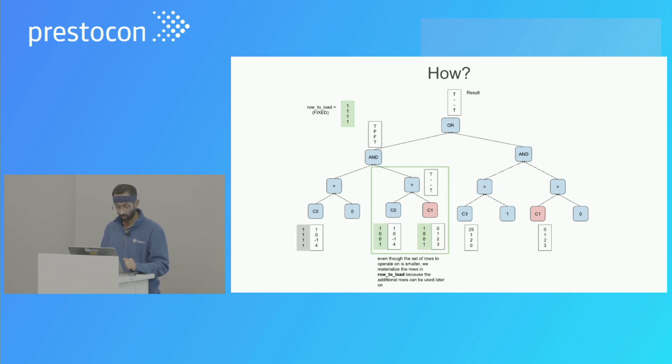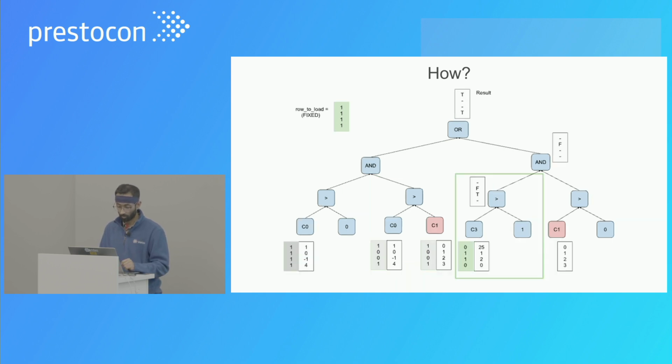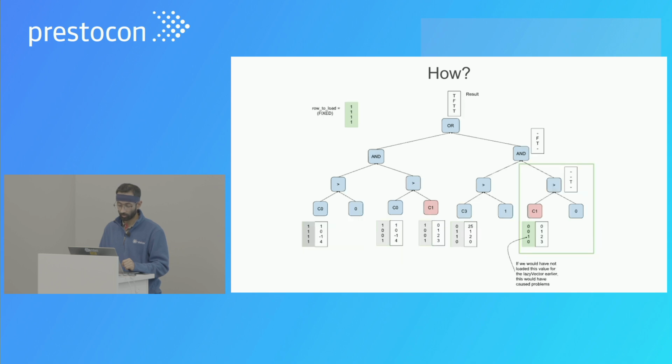In the next one, C1 was the lazy vector, but now instead of loading just the first and the fourth row, we're going to load all of them, because that was the set that we fixed at the top. Now when we get to the next AND expression and we need to use the C1 column again, we actually needed that row. So it's a good thing that we identified this and loaded it in the first place, so we don't run into issues.